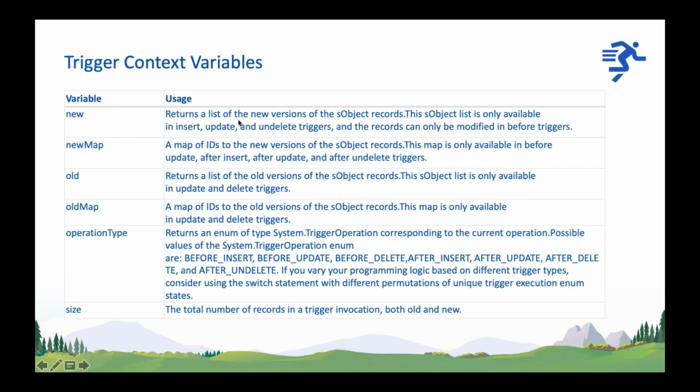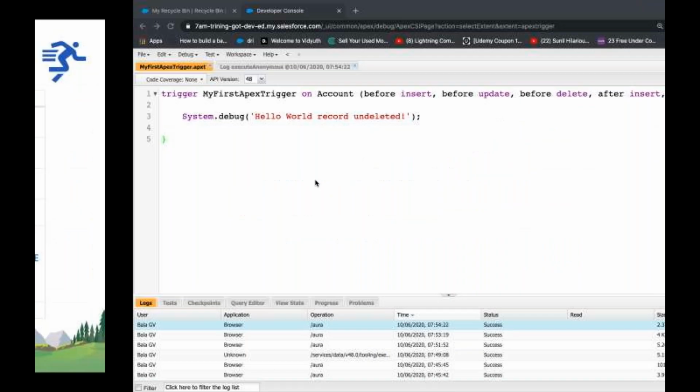New returns a list of new versions of the SObject records. This SObject list is only available in insert, update, and undelete triggers, and the records can only be modified in before triggers. And talking about old, it returns a list of old versions of the SObject records. This SObject list is available only in update and delete triggers. We'll talk about it.